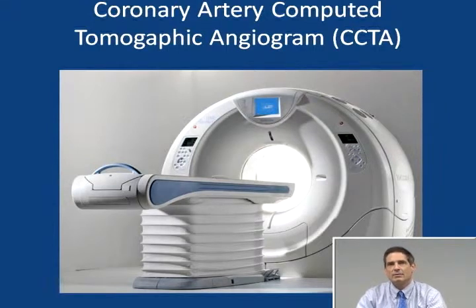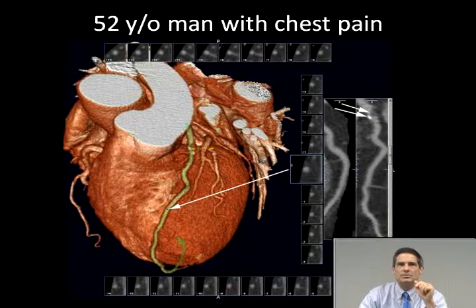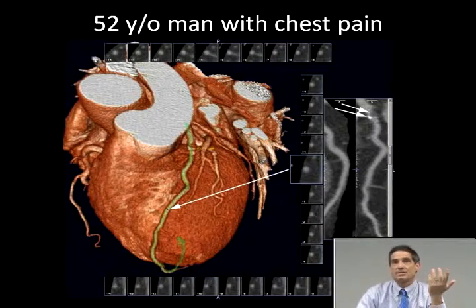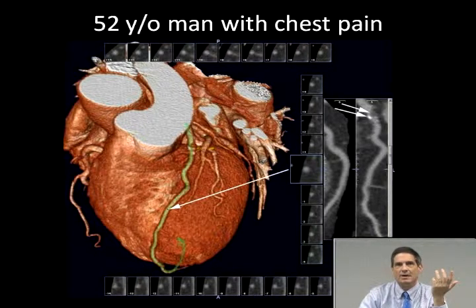So right now, the current hard recommendations for CCTA are not vast, but they are evolving, and I think this is probably going to be a huge thing in emergency rooms in the coming years. And here's why. Here's a picture. I mean, look at that picture. The picture's worth 1,000 words. A 52-year-old man with chest pain, and this is the kind of imaging you can get with CCTA.